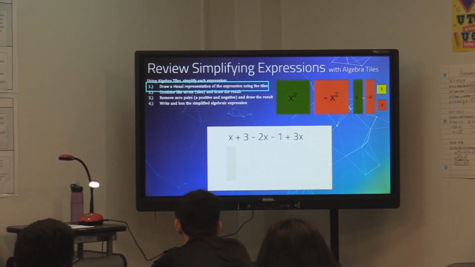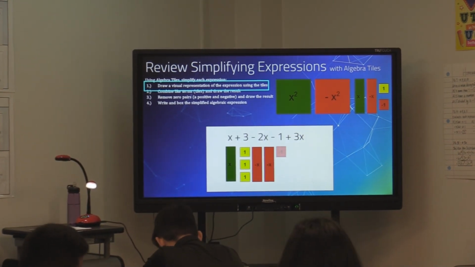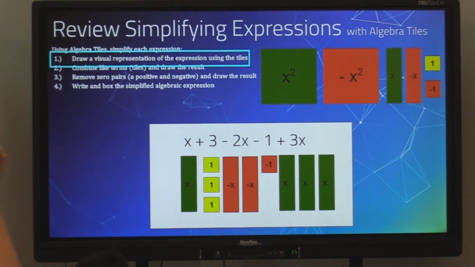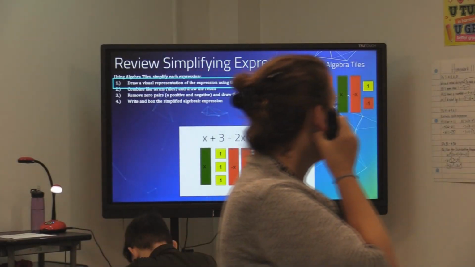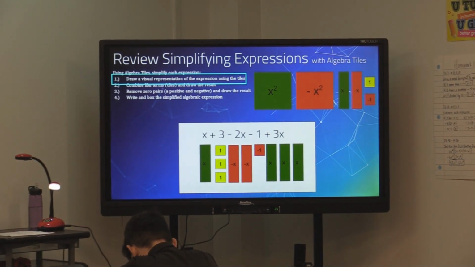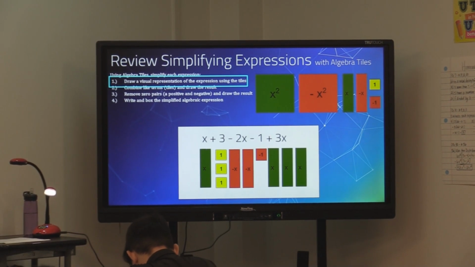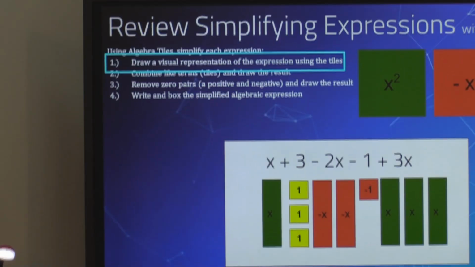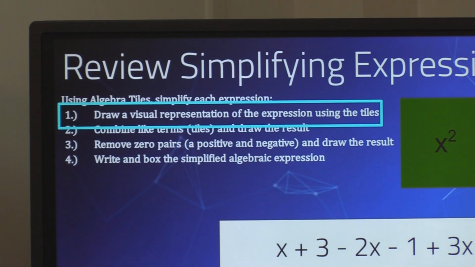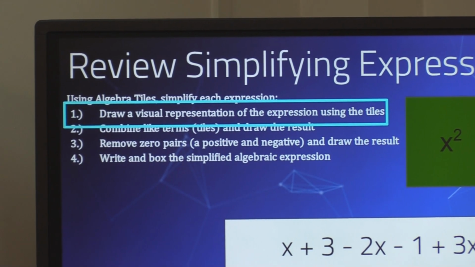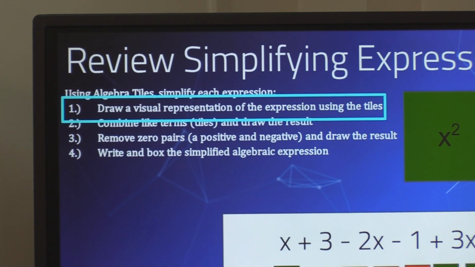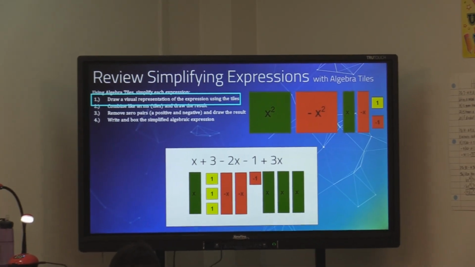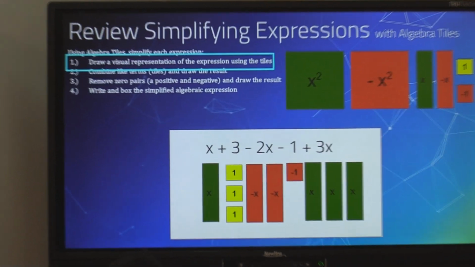All right, so our first image looks like this. We had 1x, 3 positives, 2 negative x's, 1 negative x, and 3 positive x's. So draw this in your notes. You should be writing this. I want you to draw it for yourself. It's in that second box, right, on the left. This should be going in here. You're supposed to write the responses to those 3 questions right here.